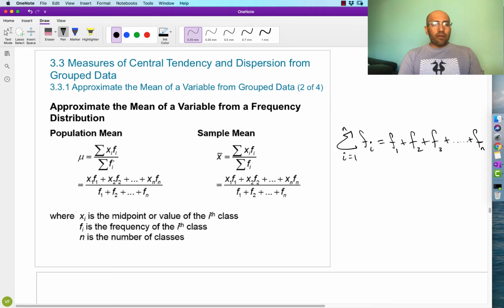Now, the value of f is defined down here in this little ledger. So x sub i is the midpoint, or the value of the ith class. For us, it's going to be the midpoint. And f sub i is the frequency of the ith class. Good. N is the number of classes. All right, so both formulas are very, very similar, but what do they actually mean? What are we talking about, and what in the world is group data? So let's look at an example.